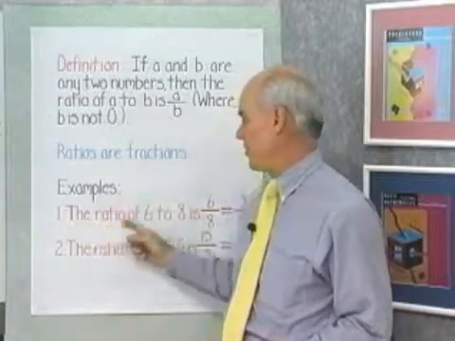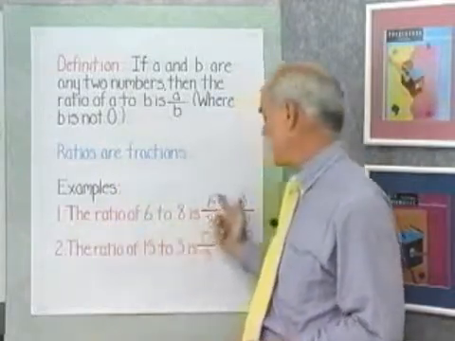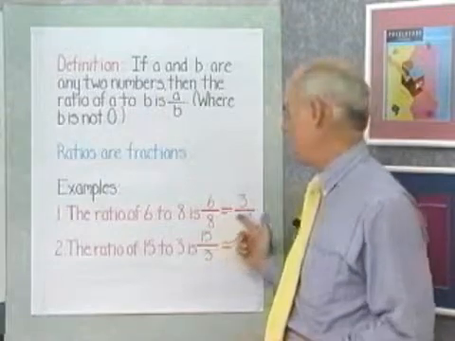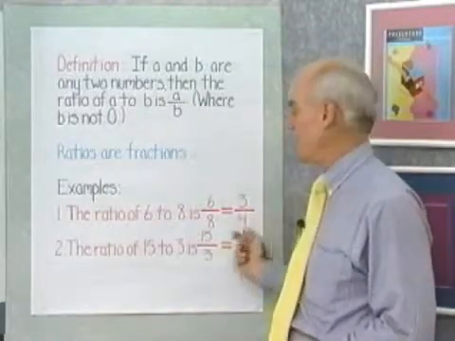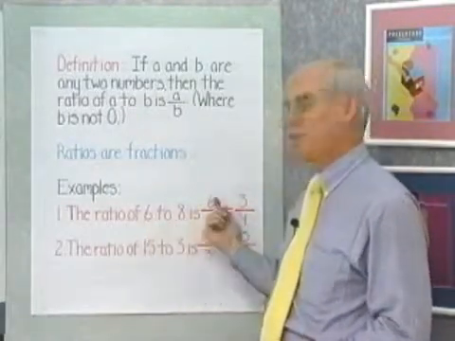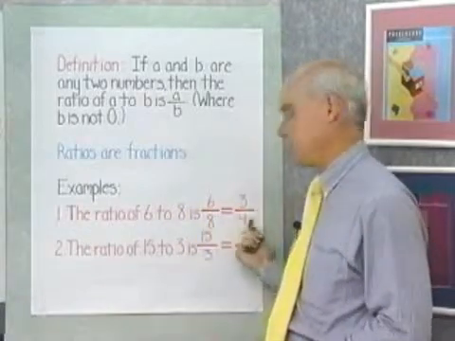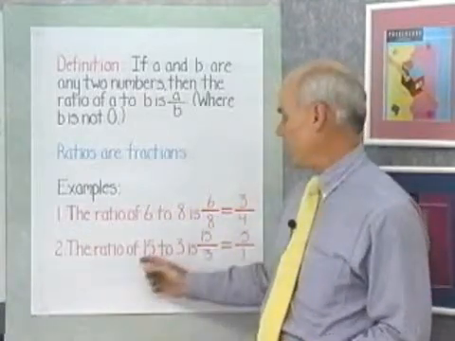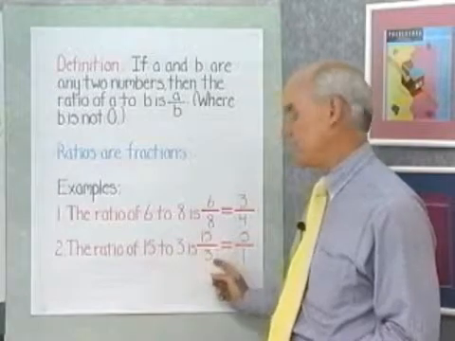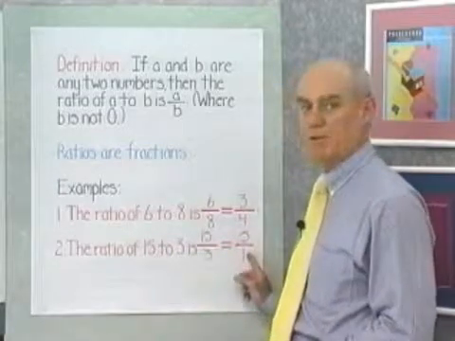For example, the ratio of 6 to 8 is the fraction 6 over 8, which of course we can reduce to lowest terms as 3/4. So the ratio of 6 to 8 is equivalent to the fraction 6/8, which reduces down to 3/4. Likewise, the ratio of 15 to 3 is 15 over 3, or 5 over 1.